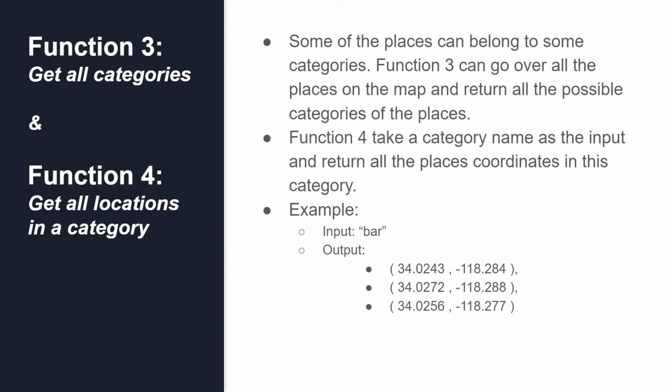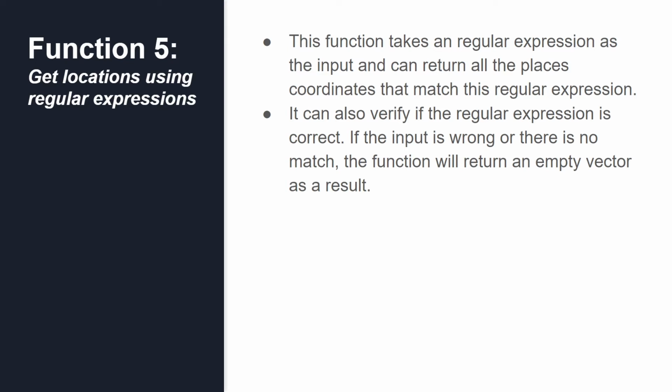The next part of our introduction is function 3 and function 4. As we know, some of the places can belong to some categories such as the bar, the library, or the restaurant. So function 3 can go over all the places on the map and return all the possible categories of the places. And function 4 can take a category name as the input and return all the places' coordinates in this category. And the next part is function 5, which is to get locations using regular expressions. This is very simple, so we're gonna skip it.